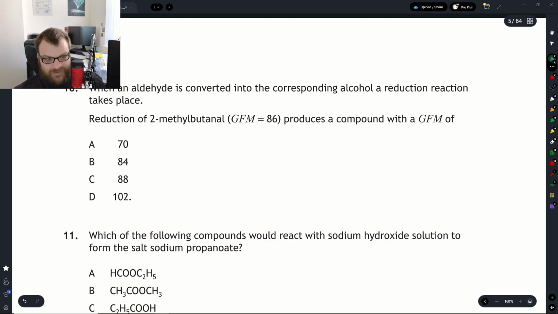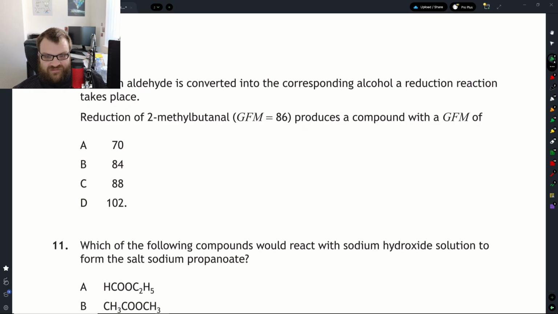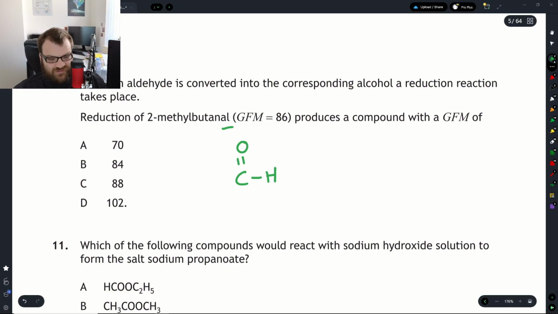On to number 10. An aldehyde is converted into an alcohol, a reduction reaction takes place. So we have to try and draw or figure out what would be produced when we reduce this aldehyde. I know it's an aldehyde because it says al at the end. This means that we've got to have the double bond O with a H on the end. It's butane now, so I need to put 4 carbons like so. Got a methyl group off of the second. That'll be a CH3 here. Then my -ene like so.